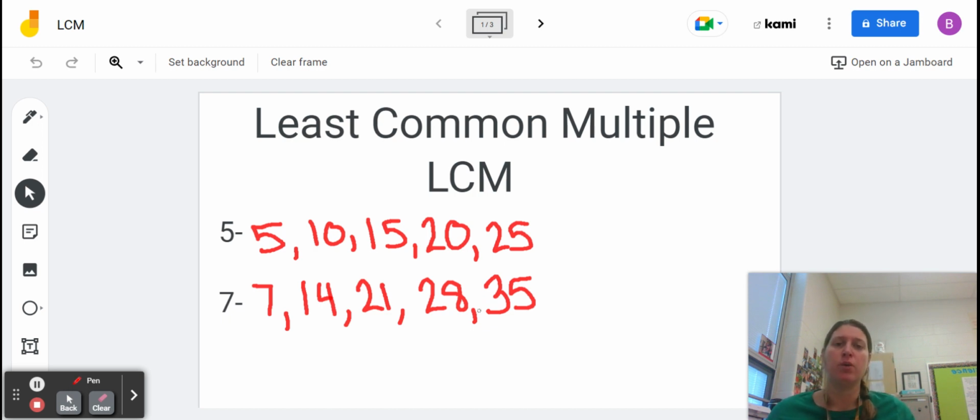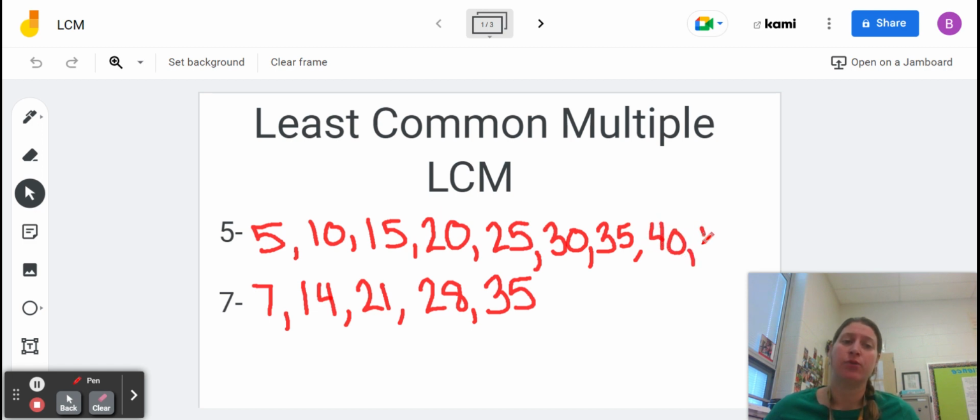So what we're going to do is find whichever list is smaller. 5 has the smaller final multiple, so I'm going to continue doing multiples of 5. I'm just going to do 5 more and then compare. 5 times 6 is 30. 5 times 7 is 35. 5 times 8 is 40. 5 times 9 is 45. 5 times 10 is 50.